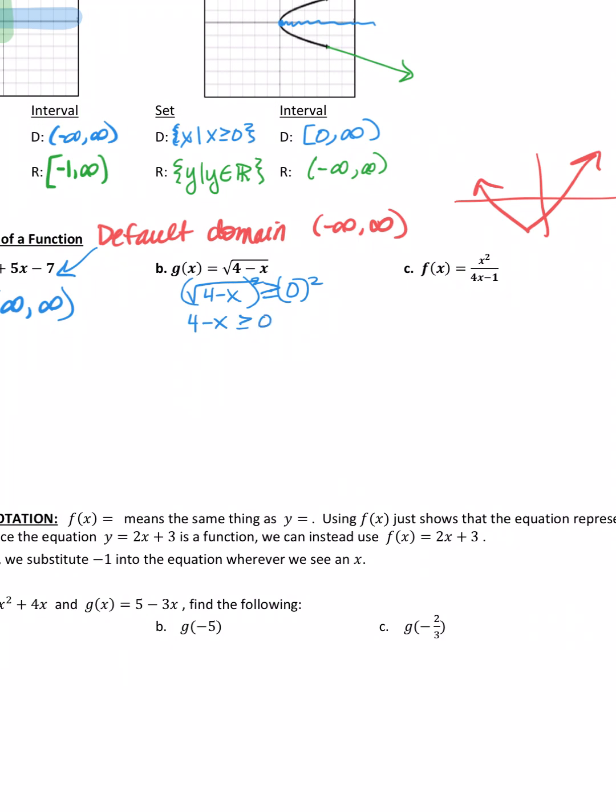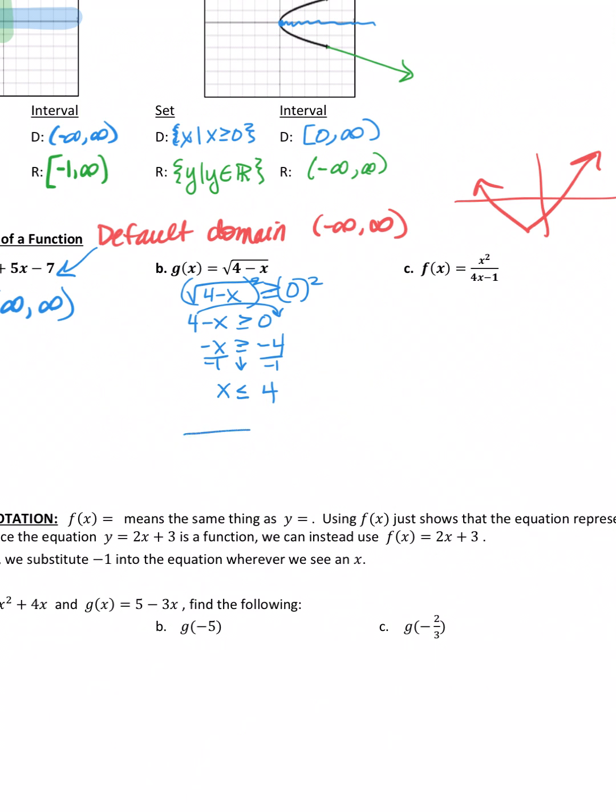I'm going to keep my x on the left side, by the way. If I move my 4 over, that's fine. But now when I divide by the negative, you remember when you divide by a negative, it flips the inequality. So this is less than or equal to a positive 4. So x has to be less than or equal to positive 4.